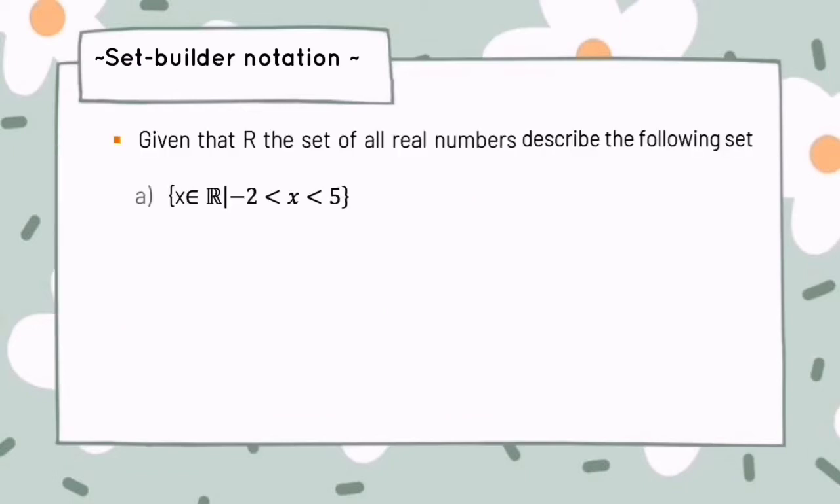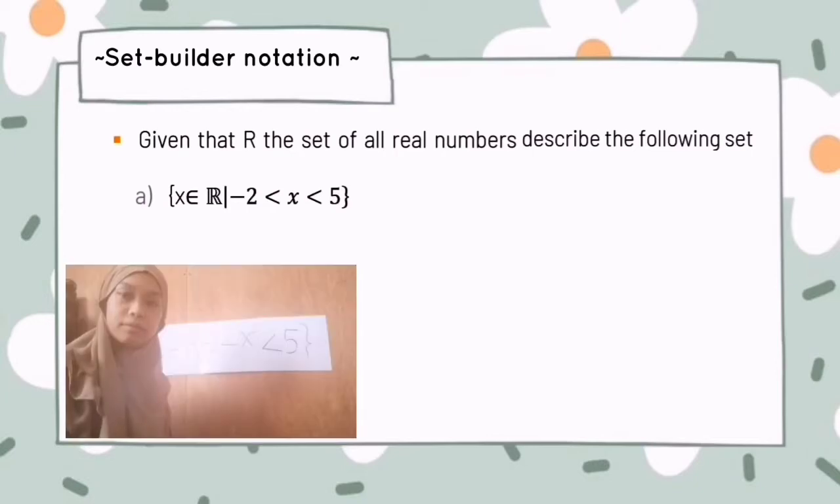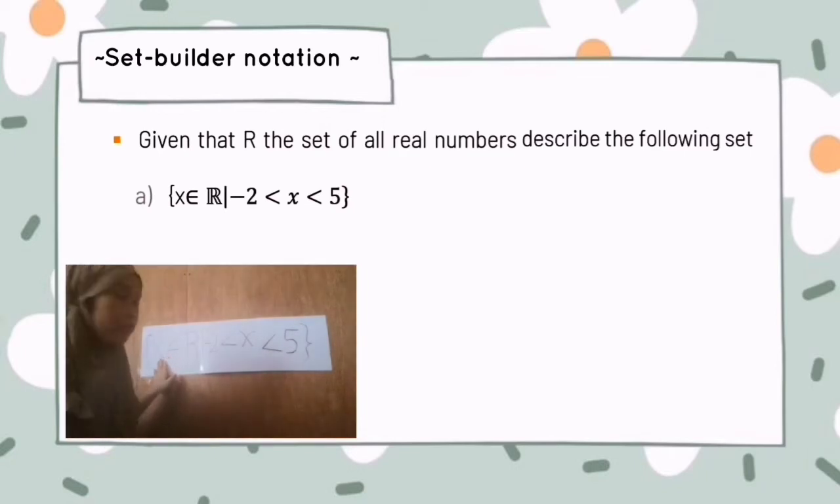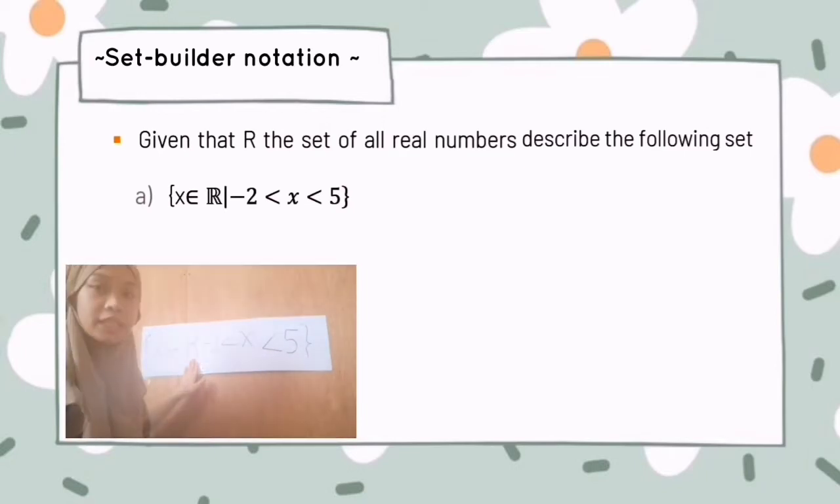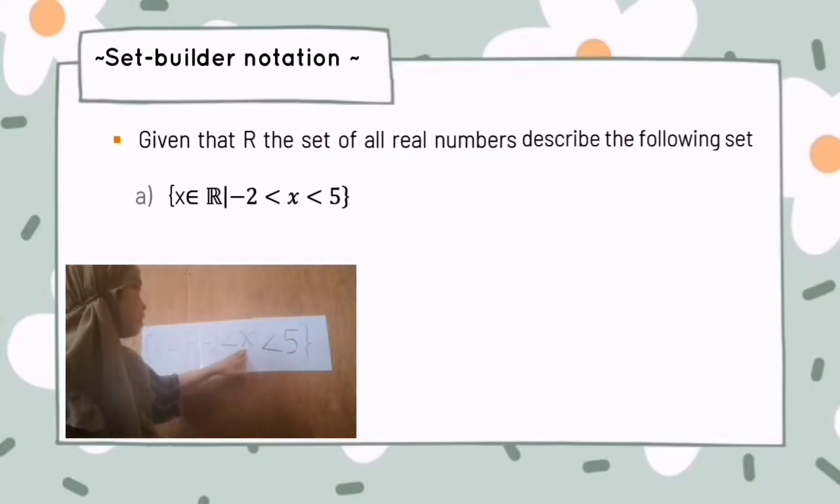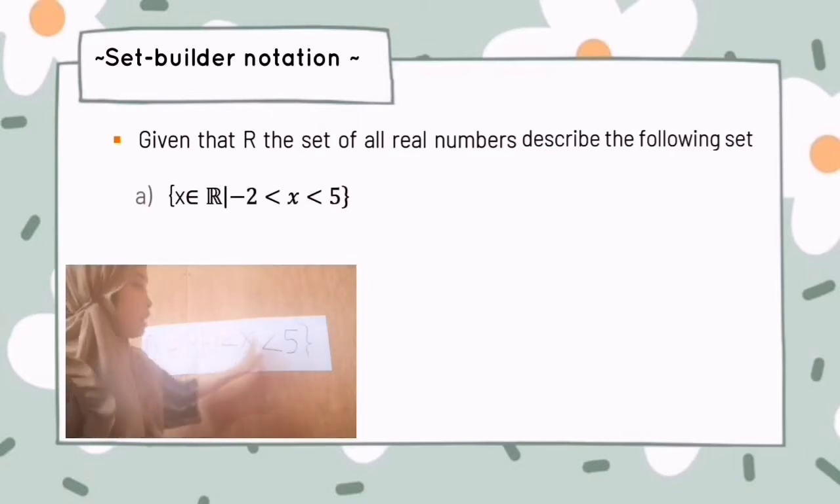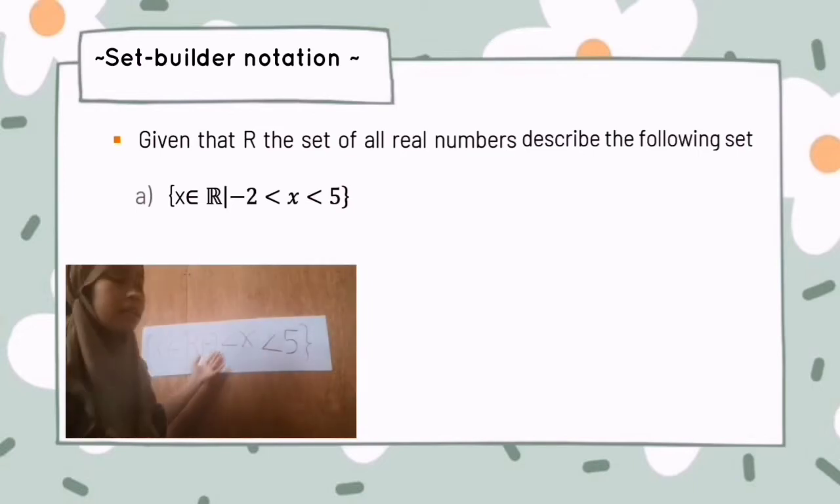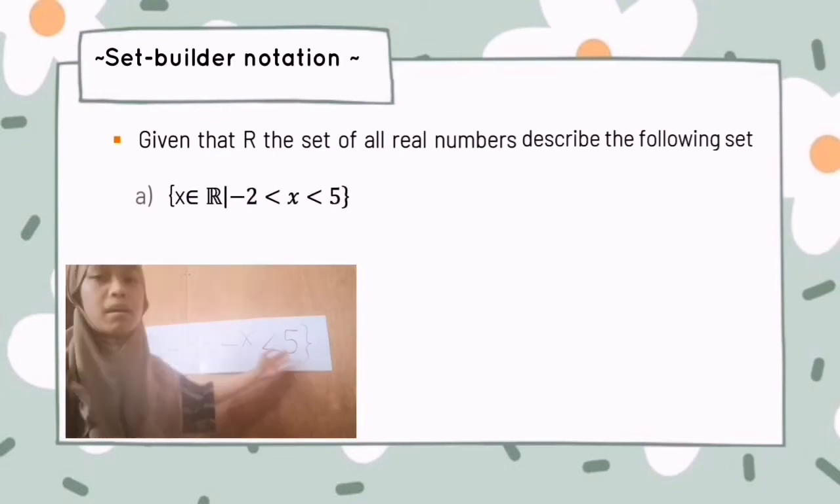Given that R is the set of all real numbers, describe the following set. This is the set of elements x in real numbers such that x is greater than negative 2 but less than 5. Ang ibig sabihin lang nito ay ang x natin ay mas mataas sa negative 2 pero mas mababa sa 5.